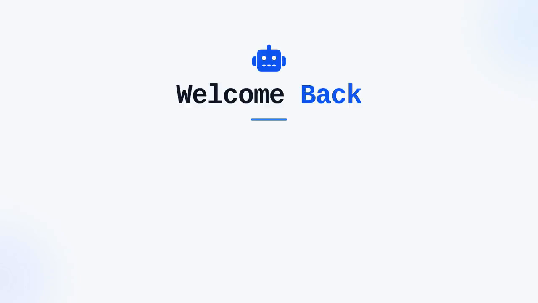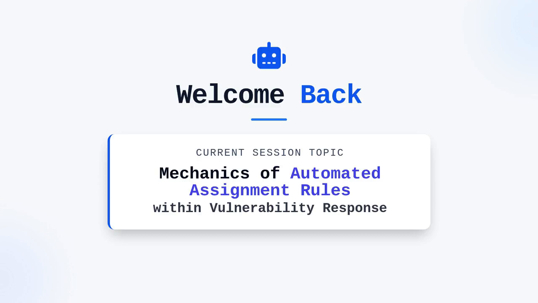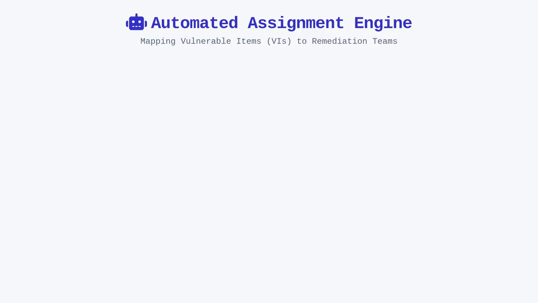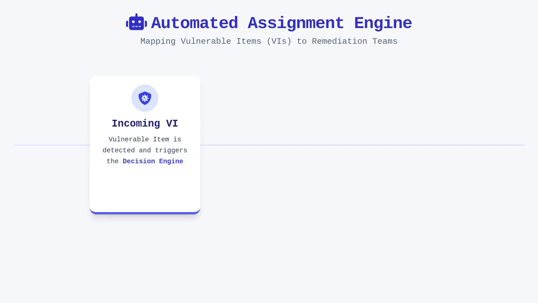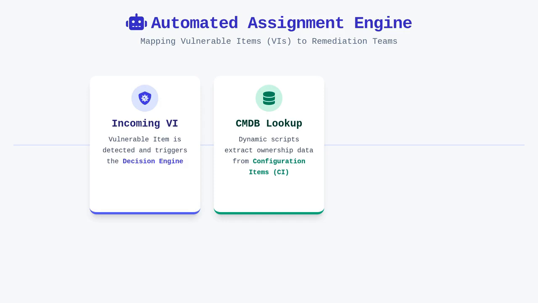Welcome back. In this session, we will examine the mechanics of automated assignment rules within vulnerability response. When we talk about automated assignment, we are essentially building a decision engine that maps incoming vulnerable items, VIs, to the correct remediation teams. Standard assignment rules often rely on simple conditions, but in enterprise environments, we frequently need to interface directly with the Configuration Management Database, CMDB, to extract ownership data.